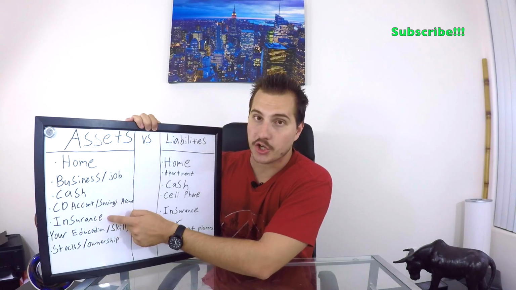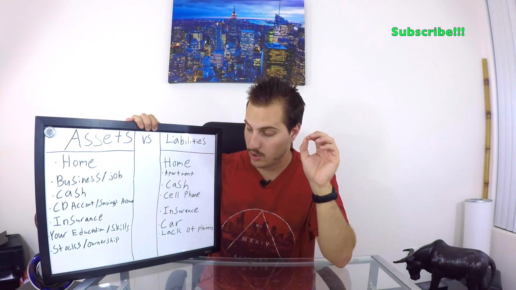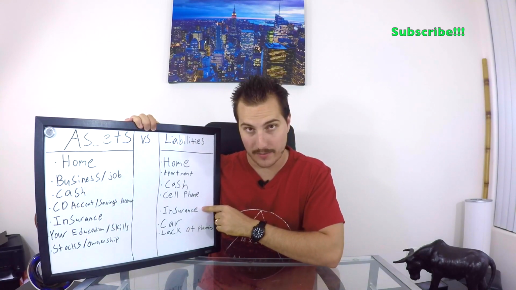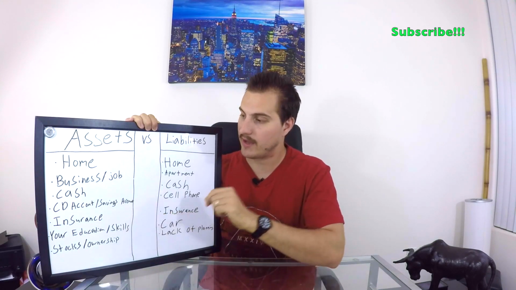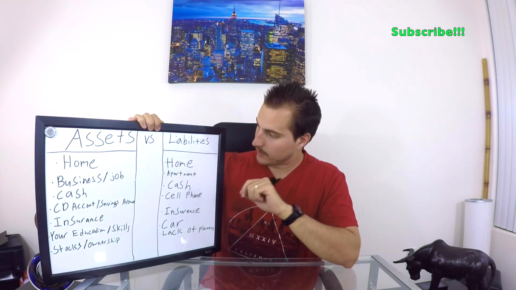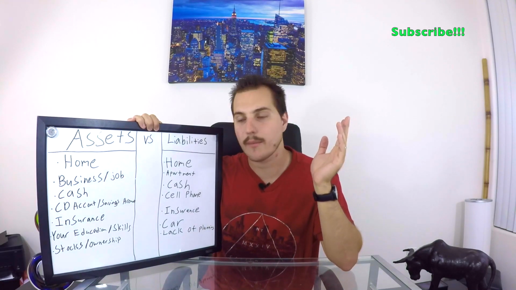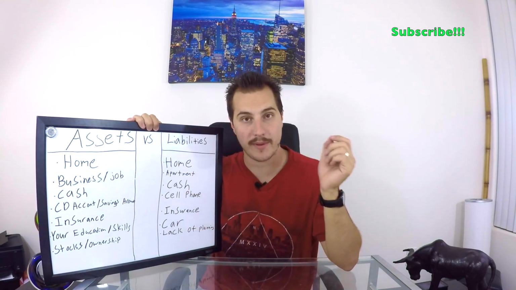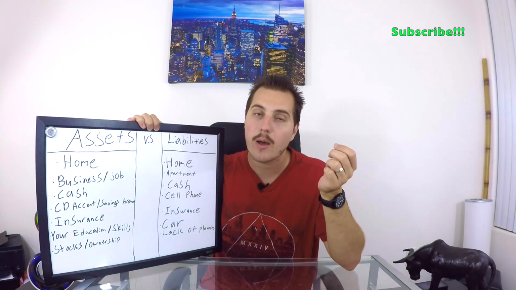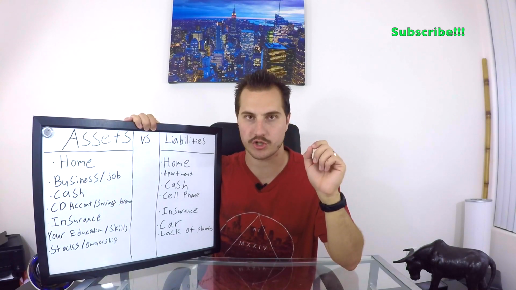Asset insurance. Insurance is a huge asset. It's also a liability. Now, I'll explain why I have that one on both sides. First off, on the liabilities on insurance, you have to pay every month. So it's money coming out of your business or out of your job that you're paying out.